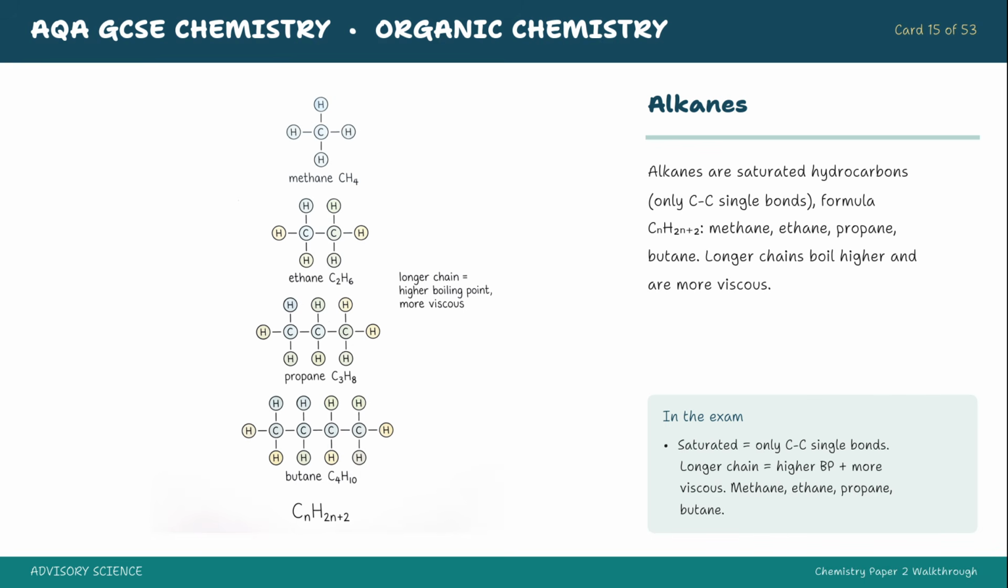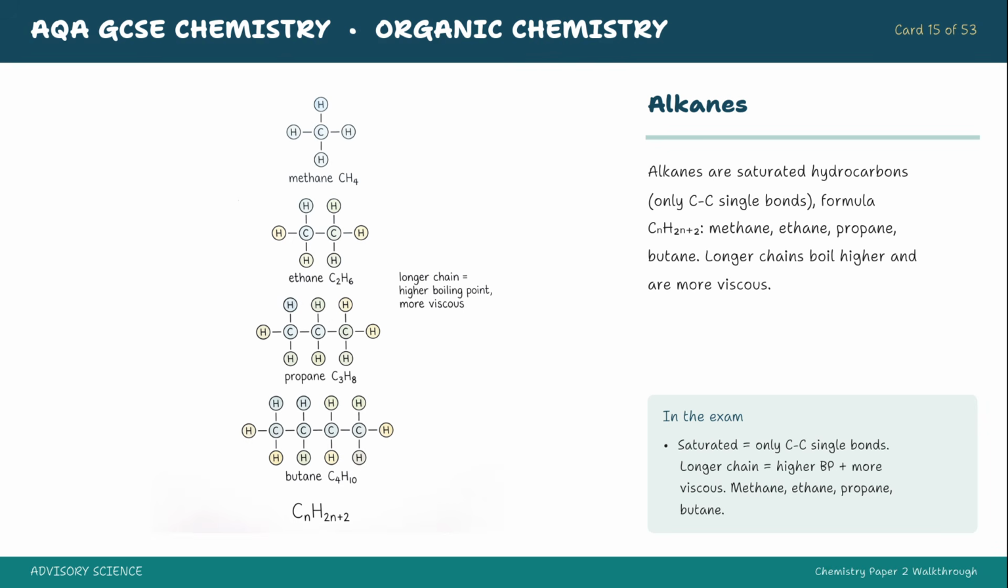As the carbon chain gets longer, the boiling point increases. The liquid becomes thicker and more viscous. It becomes less flammable and it turns darker in colour. In the exam, you must memorize the names and formulae of the first four alkanes: methane, CH4, ethane, C2H6, propane, C3H8, and butane, C4H10. Be prepared to draw their displayed formulae showing every single atom and bond line clearly.